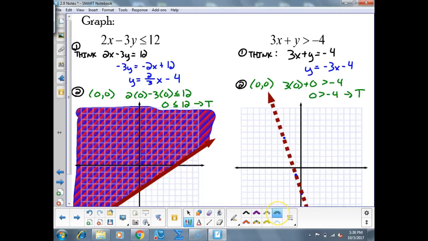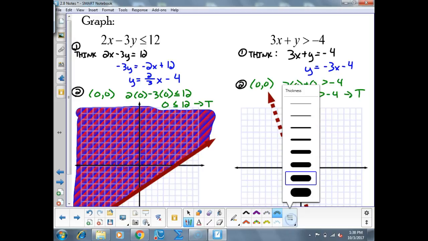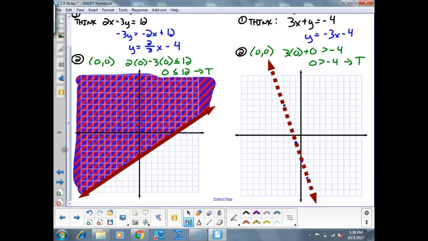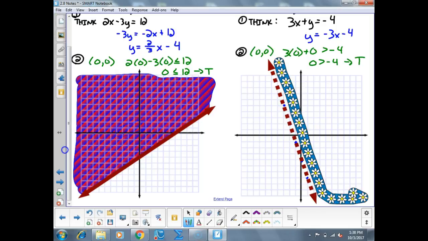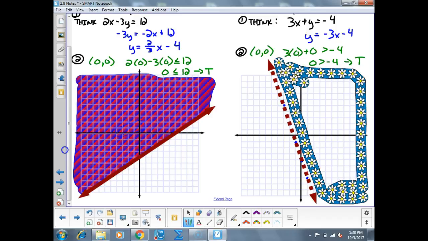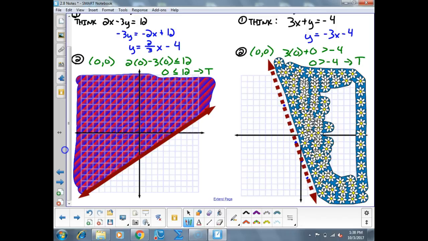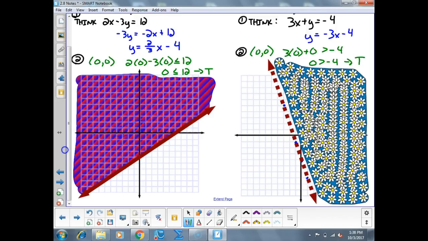Let's go with whatever these are. These are flowers. It's struggling to keep up with me, with my flower power. There we go. Okay. Yes, okay.